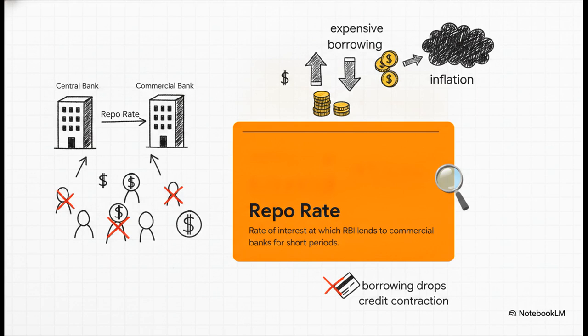So if the economy is overheating with inflation, the central bank just raises the repo rate. This instantly makes borrowing way more expensive for commercial banks, who then naturally pass those higher interest rates right on to you and me. Loans become super expensive, overall borrowing drops, and that massive derivative deposit multiplier actively contracts.